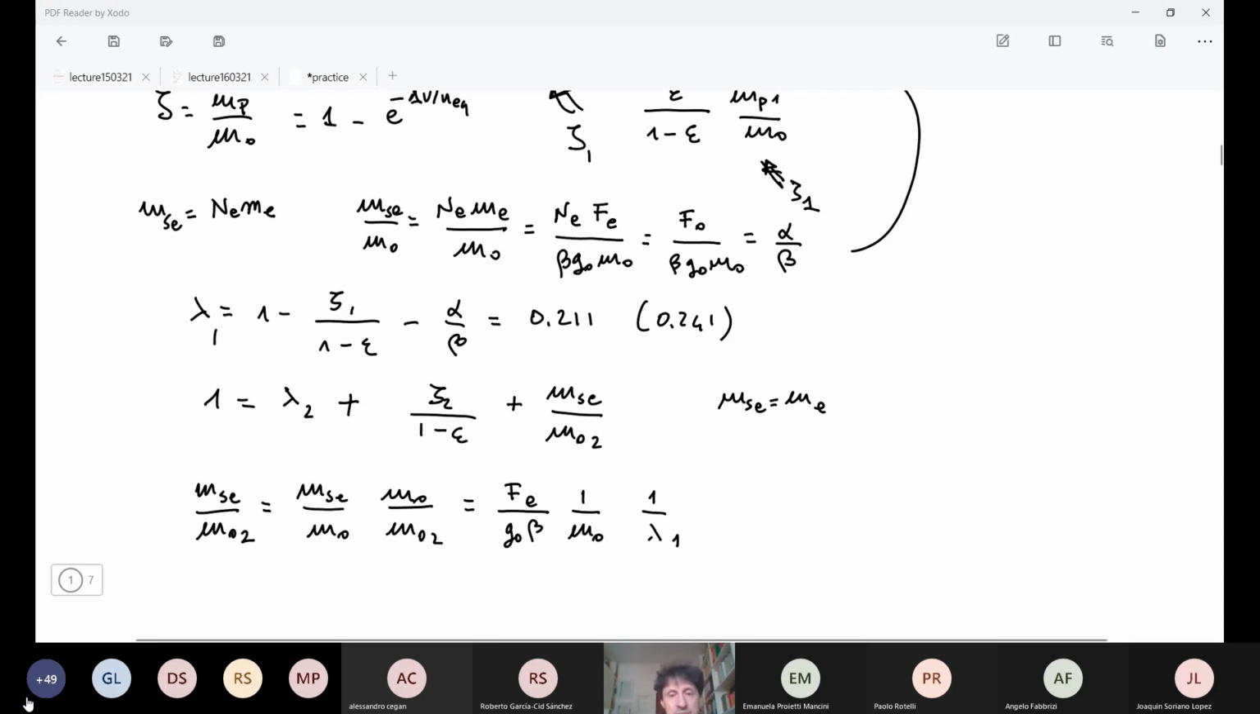Moreover, we can make it appear on the first term better than FE. We know that this is F0 over NE, and as a consequence we have again F0 over G0 M0, which is alpha, and so we have here NE beta lambda 1.